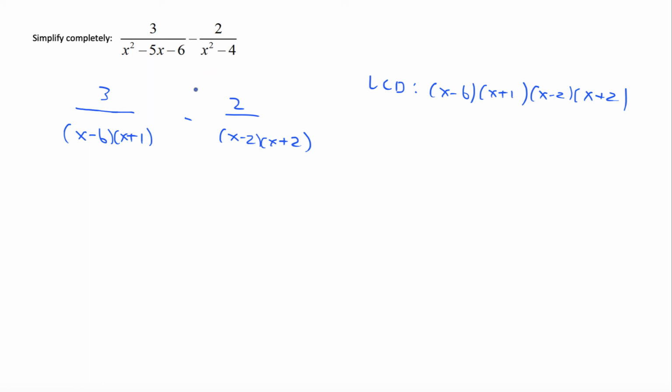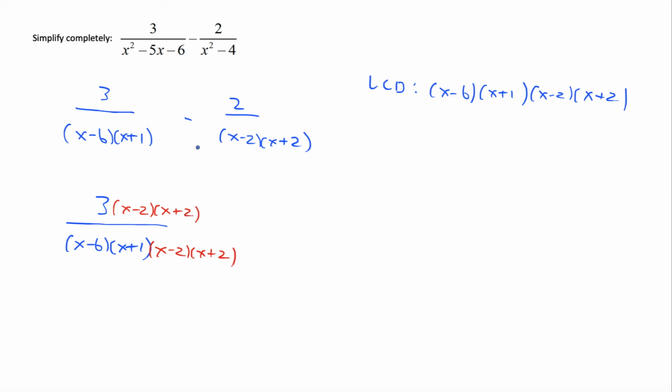Okay, so in this case, we do what's called building the equivalent form. Think about this, we want each fraction to have the LCD in the denominator. This is the LCD right here. But you notice, wait a minute, in the first fraction, it already has an x minus 6 and an x plus 1. This is the LCD, all 4 terms, so what does that mean? It means that we should multiply the numerator by these 2 missing factors.